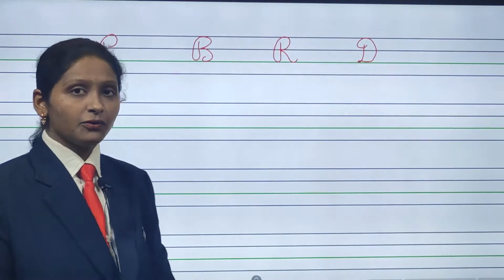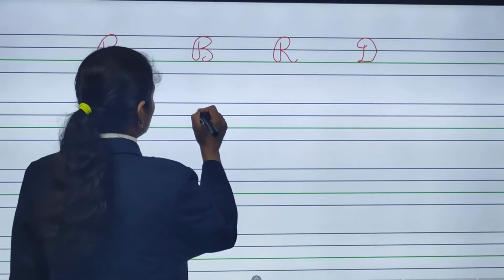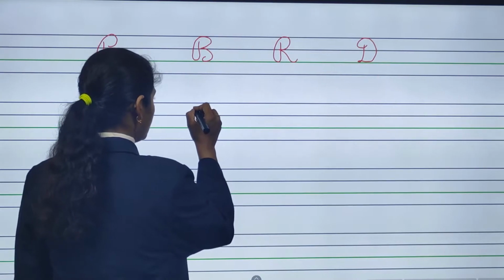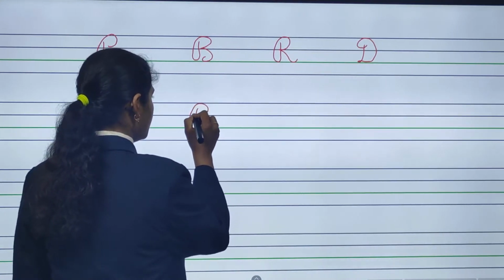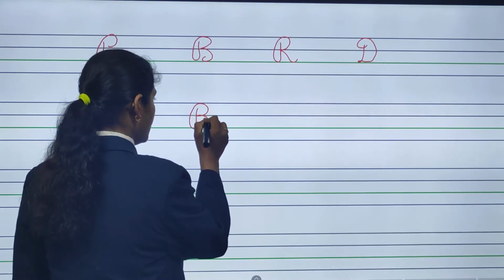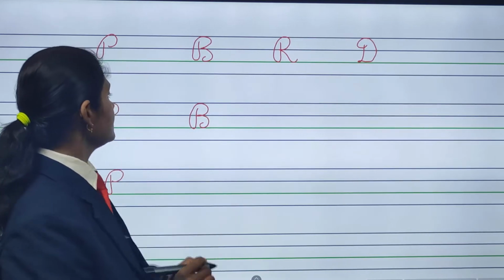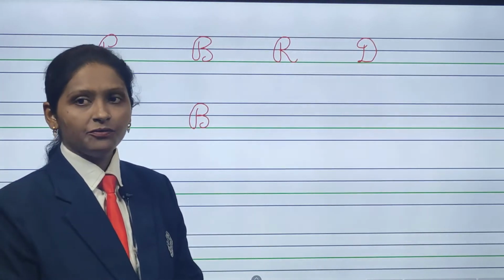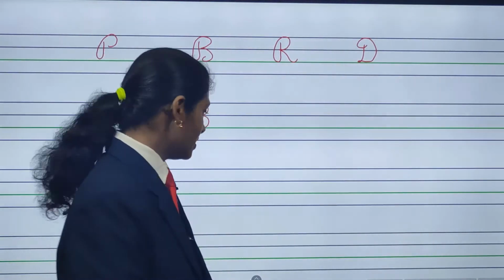Now which letter we are going to learn? Yes, capital cursive B. So same as P, you have to start from here and up to here, same as P, then again you make small curve and do this way. This is capital cursive B. B for bat and B for ball.